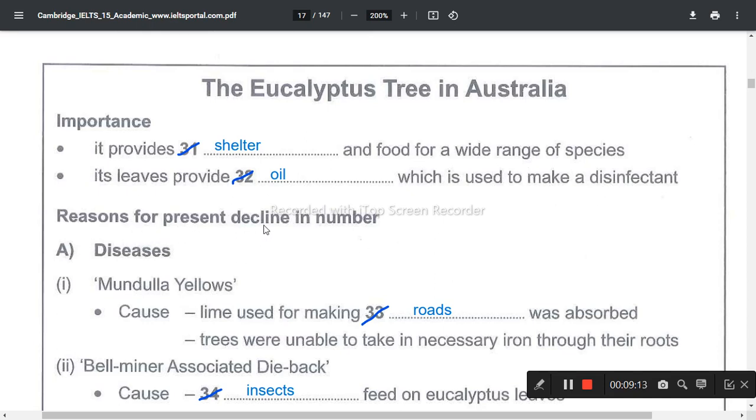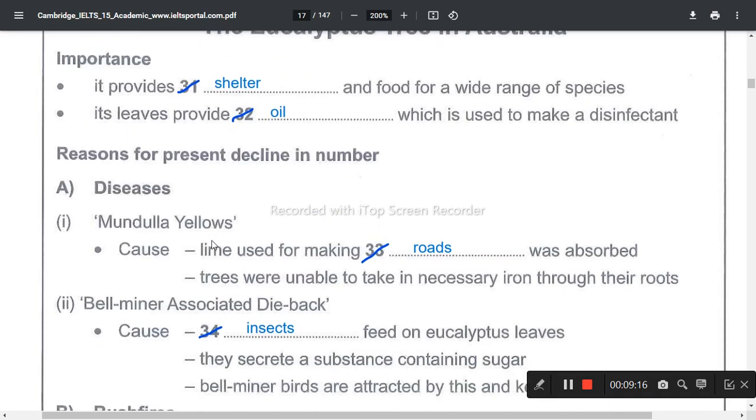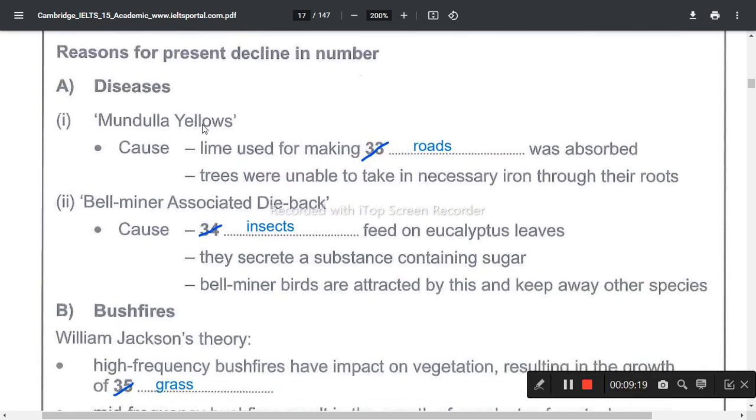Reasons for present decline in number: diseases. Mundulla yellows, cause: lime used for making roads was absorbed. Trees were unable to take in necessary iron from their roots. Bell miner associated dieback. Cause: insects feed on eucalyptus leaves. They secrete a substance containing sugar. Bell miner birds are attracted by this and keep away other species.